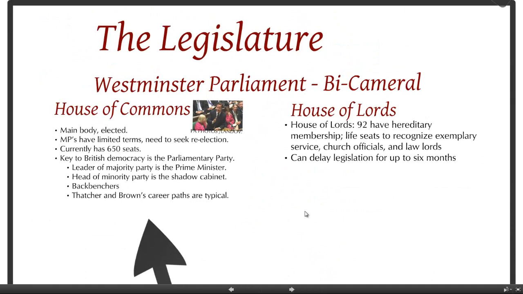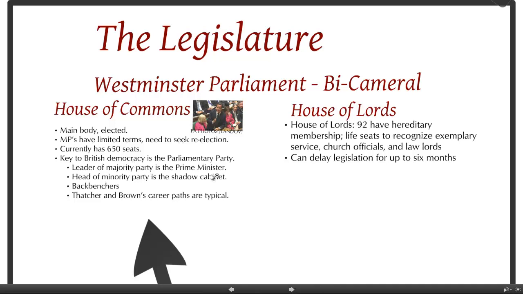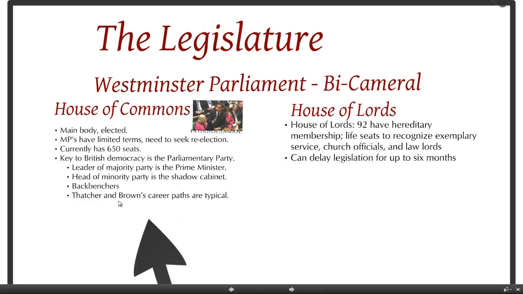Looking at the legislature, we have here the Westminster Parliament. It's bicameral. There is the lower house, which is the House of Commons, and this is directly elected. And this is the key to British democracy in the Westminster system. The leader of the biggest party becomes the Prime Minister. The head of the biggest minority party becomes the shadow cabinet. And of course, you'll have backbenchers, and you make your career within this political system, starting as a backbencher and then slowly moving forward until you get a cabinet position, and then you can become a prime minister. So Thatcher's and Brown's career paths are quite typical.